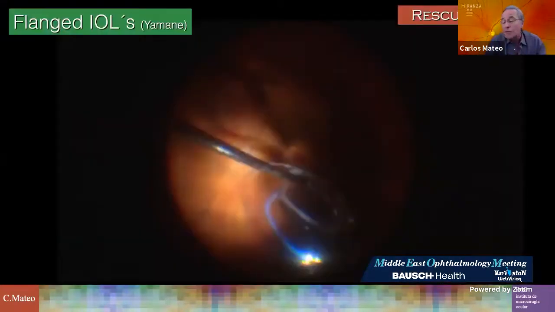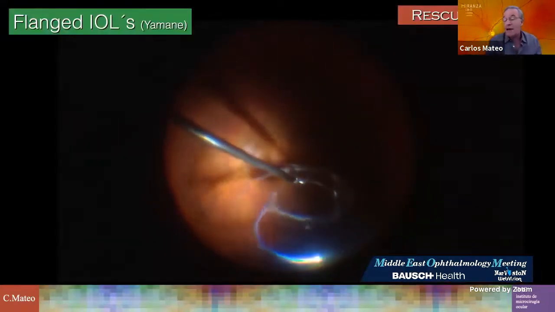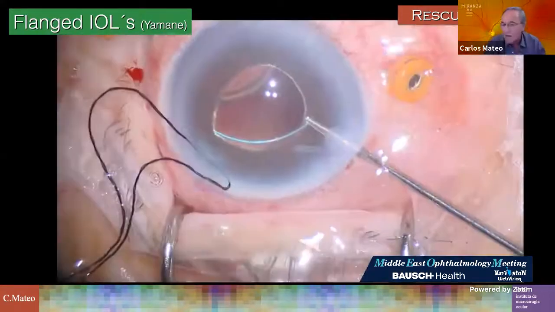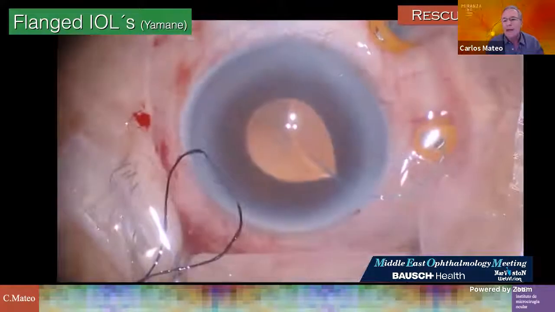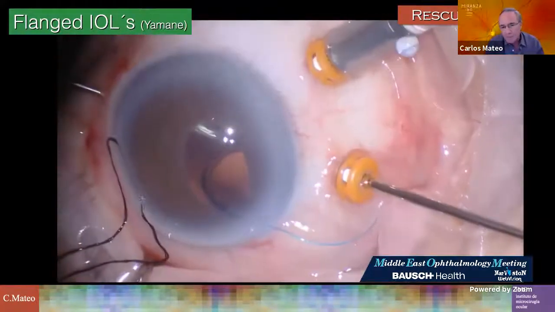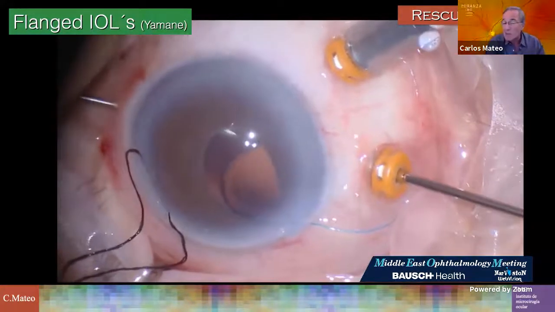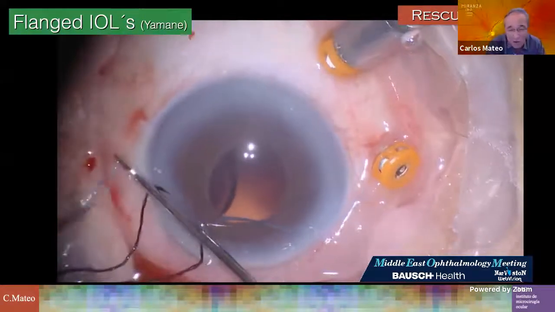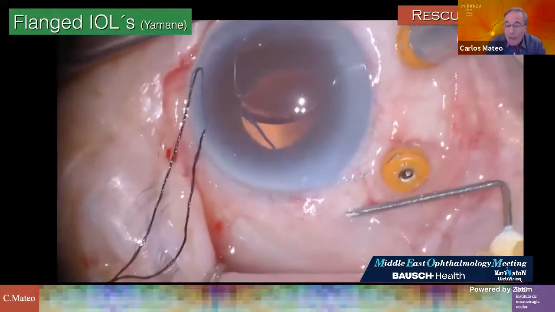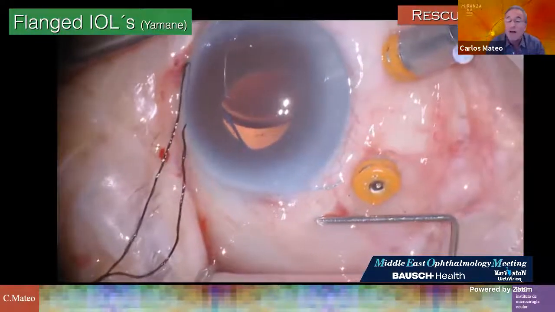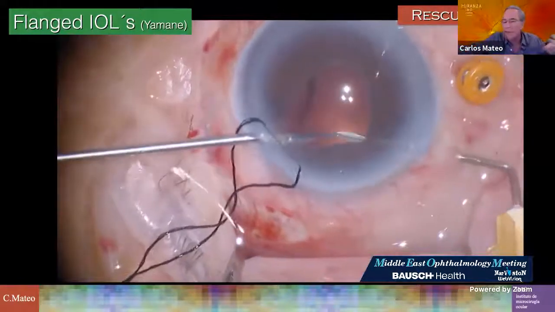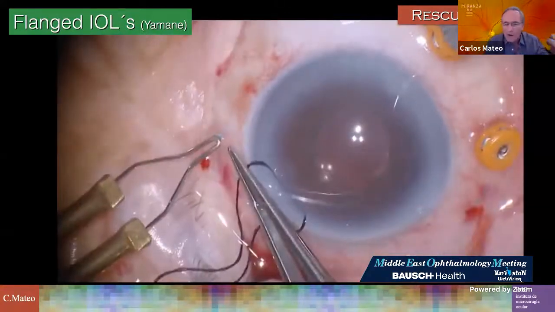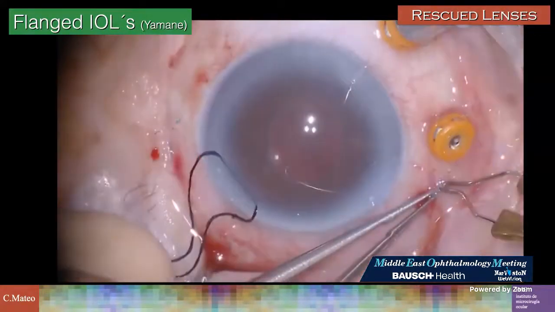I use for these three pieces lenses, I recover the lens, I try not to exchange the lens, I clean everything again, and then I use the Yamane technique with, in the beginning I was using a normal 30 gauge syringe. I don't use the technique of pulling out the two ends at the same time. I think it's not needed. I pull first one and then I pull the other one.